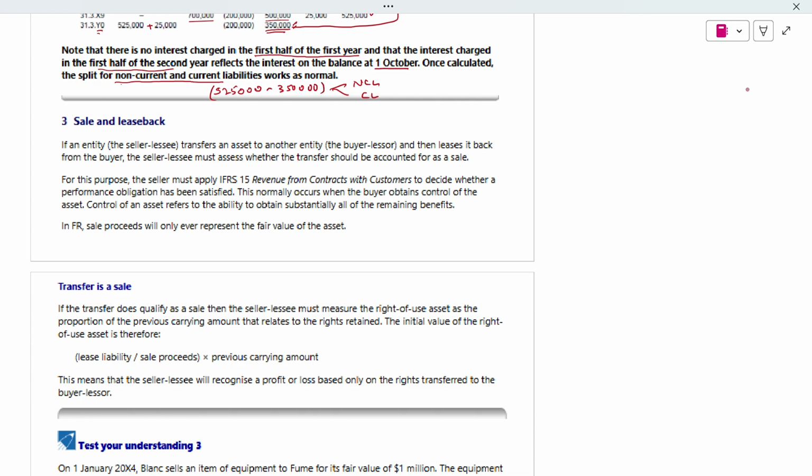Otherwise, I will stop the moment I sense it is going beyond our way. Sale and lease back. It is a very normal term.